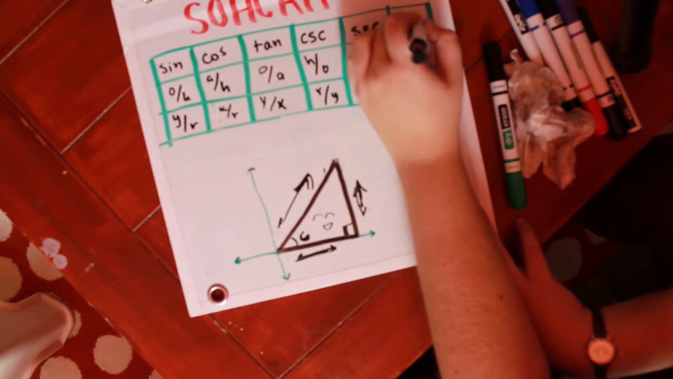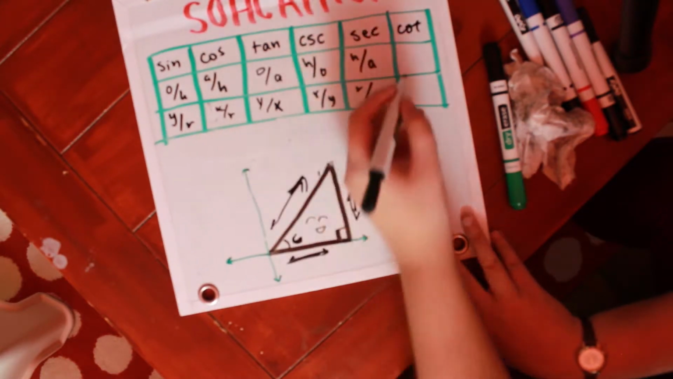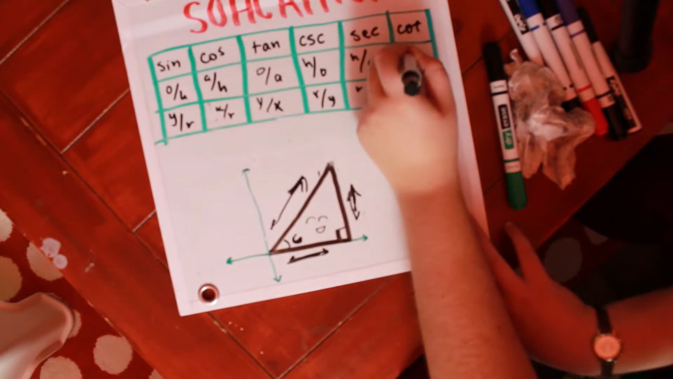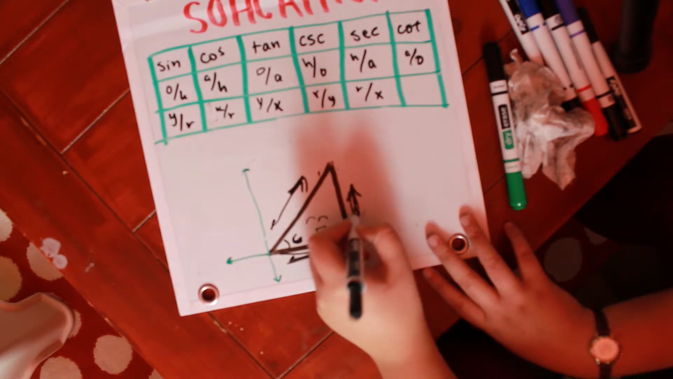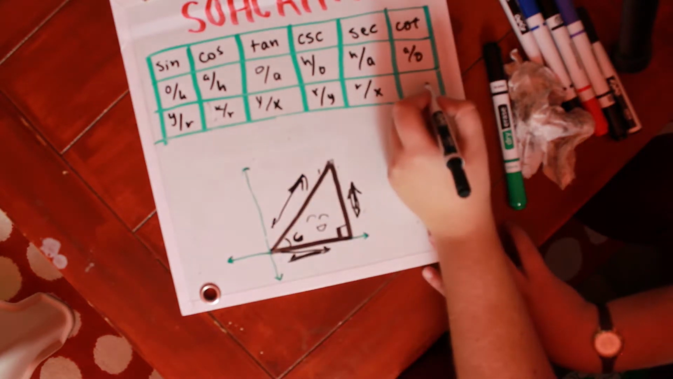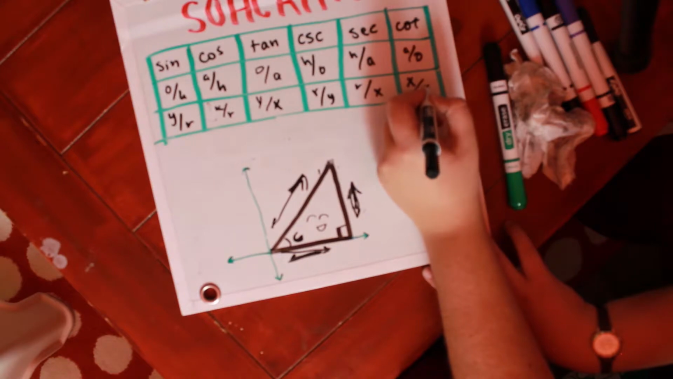And the final one is cotangent, which is the reciprocal of tangent. So instead of being opposite over adjacent, it's adjacent over opposite. So this one over this one, or x over y.